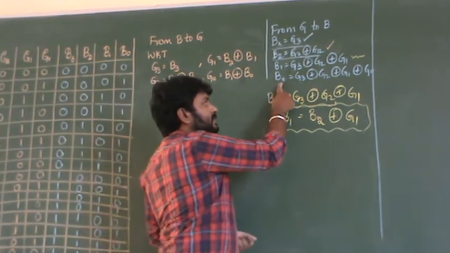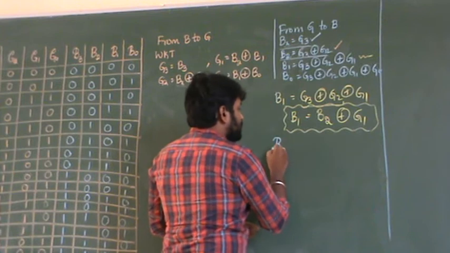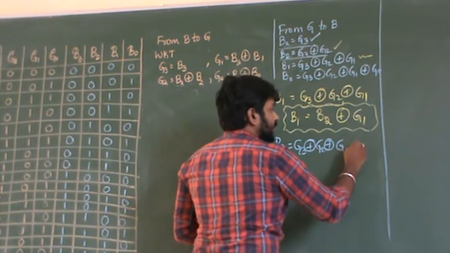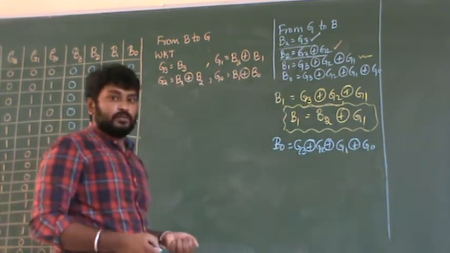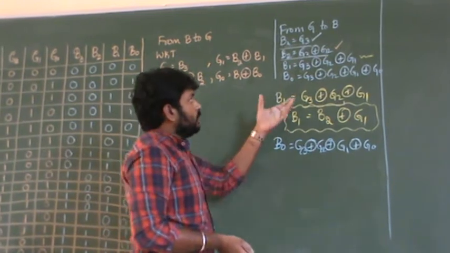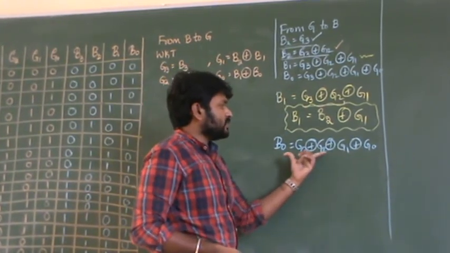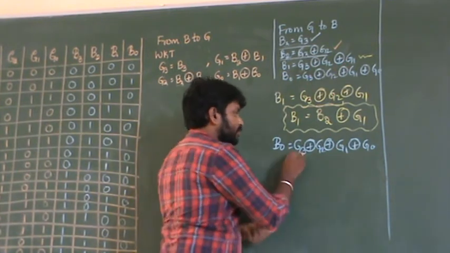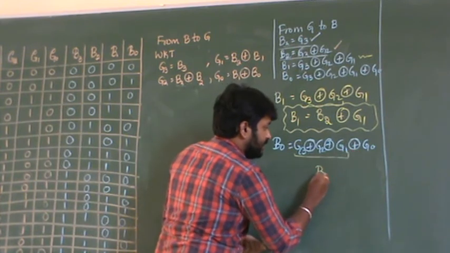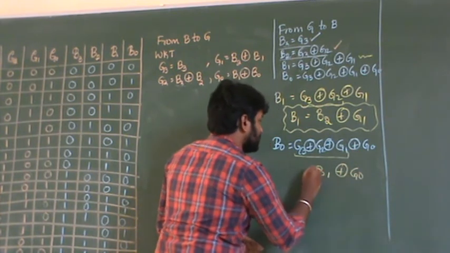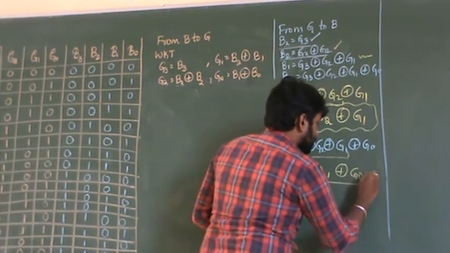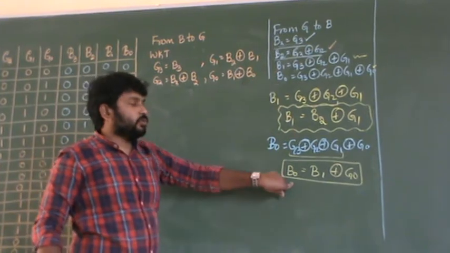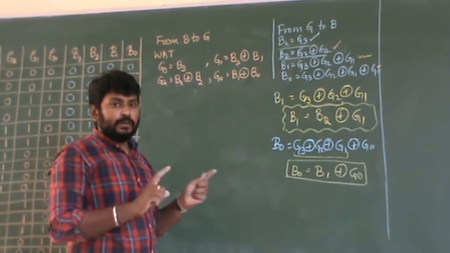How to reframe this equation? So what is B0? B0 is equal to G3 XOR G2 XOR G1 XOR G0. This is the expression you have got. But G3 XOR G2 XOR G1 is nothing but B1. So instead of this, I will write it as B1 XOR G0, which is equal to B0. Let me use this equation instead of this, so your circuit diagram will be small.